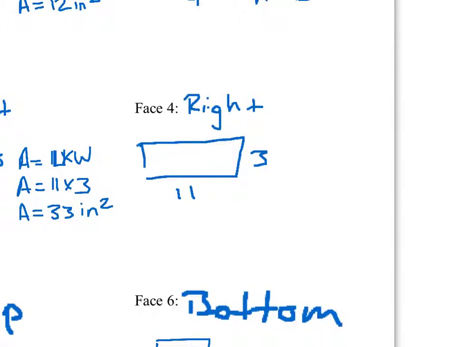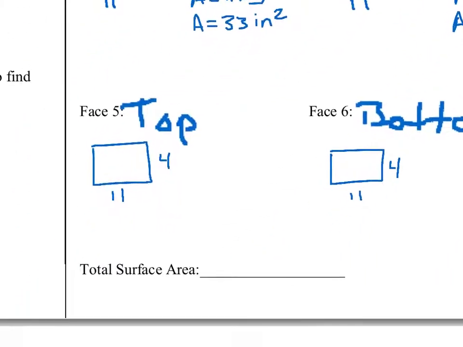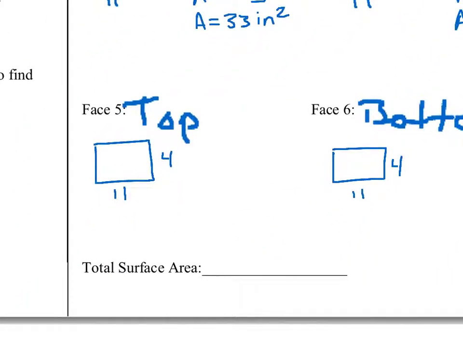Moving over to the right-hand side. Again, it's a rectangle, so it's length times width. It's 3 times 11. Area equals 33 square inches of wrapping paper to cover the right-hand side of the box. Don't want to leave that top and bottom uncovered, so I need to find out the areas for those as well.